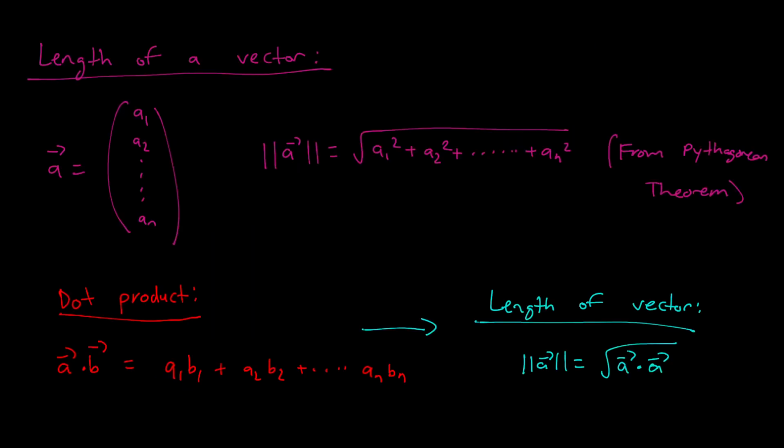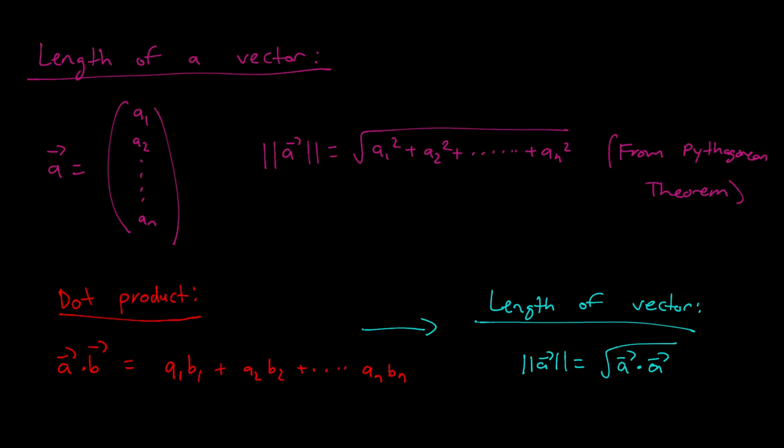The length of a vector is given by the formula in the middle of this page. Say you have a vector A with entries A1, A2, up to AN. That means the length of A is just A1 squared plus A2 squared plus every entry squared, all square rooted. And this is derived from the Pythagorean theorem.